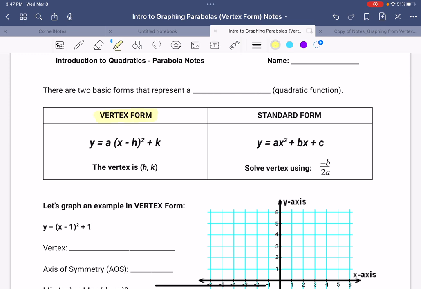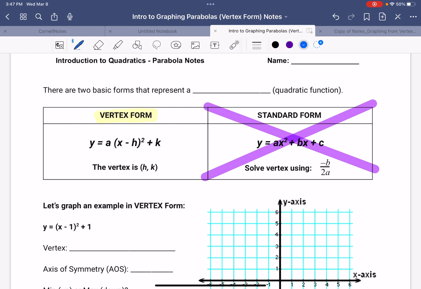For today and for right now, all I want you to focus on is what we're going to call the vertex form, okay? For now, we're going to ignore this, so go ahead and ignore that side. I'm just looking at the left side. So we are going to do something called the vertex form. And there are two basic forms that we can represent a parabola, which is also known as a quadratic function.